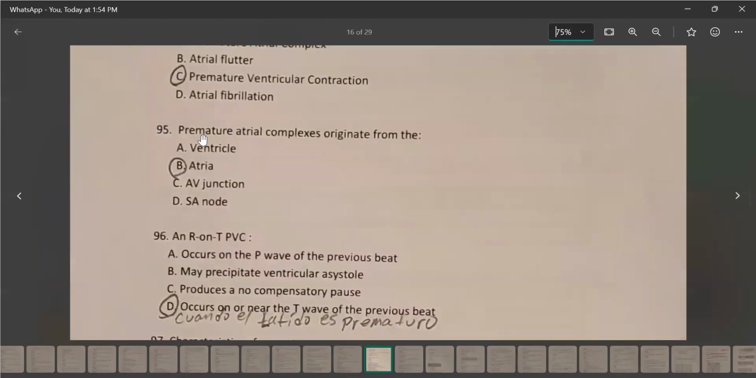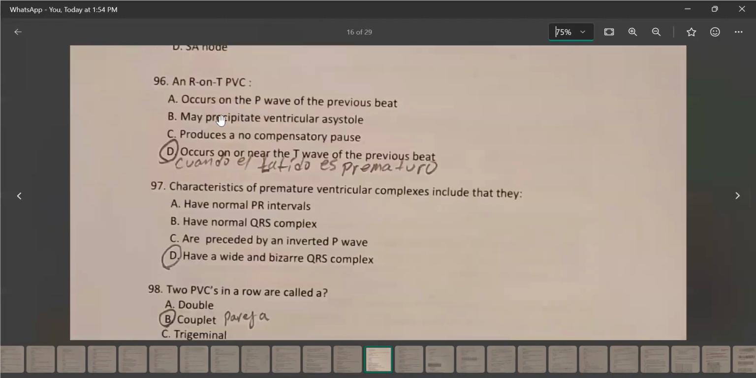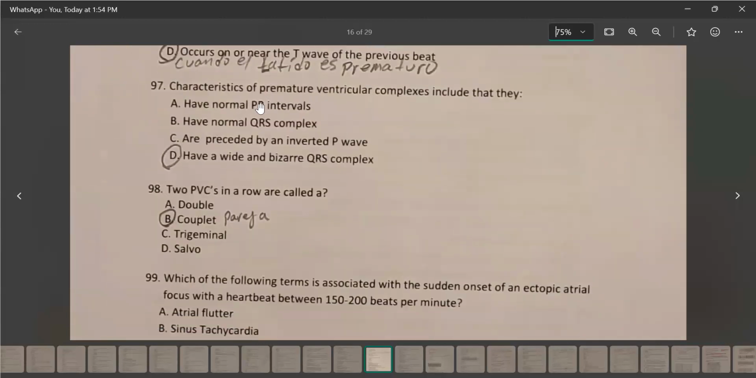Number 95. Premature atrial complexes originate from the atria. 96. An R on T PVC occurs on or near the T wave of the previous beat. 97. Characteristics of premature ventricular complexes include that they have a wide and bizarre QRS complex. Two PVCs in a row are called a couplet.